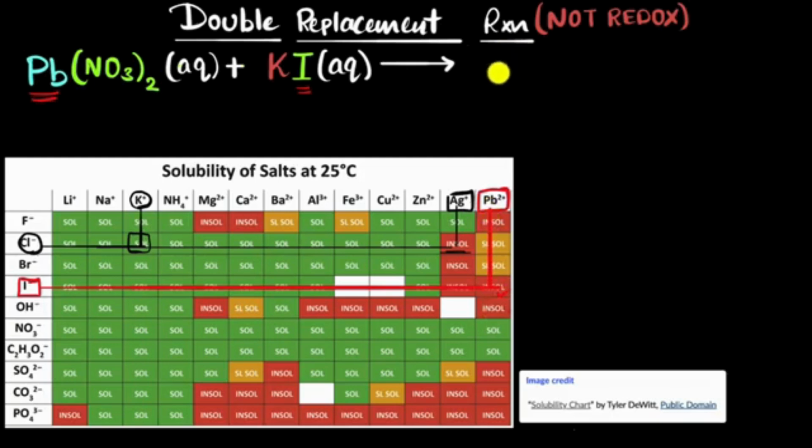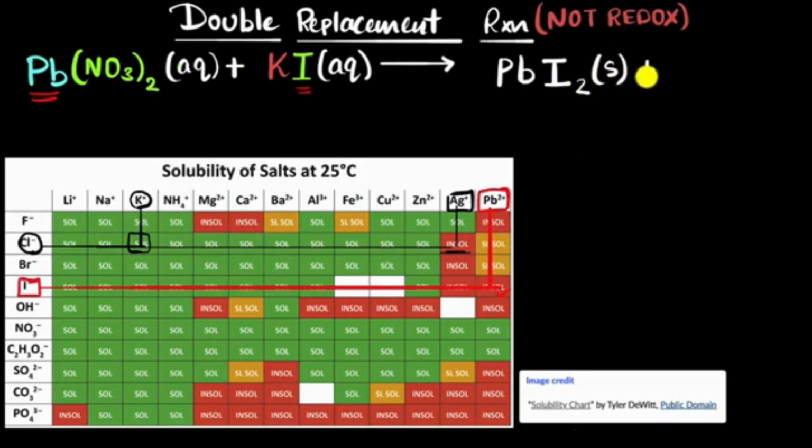So I know immediately lead iodide, and I need to be careful. Lead has a +2 charge and iodine over here has a -1 charge. So to compensate, I have to put 2 over here. So I get lead 2 iodide. That is insoluble, so that will precipitate out.